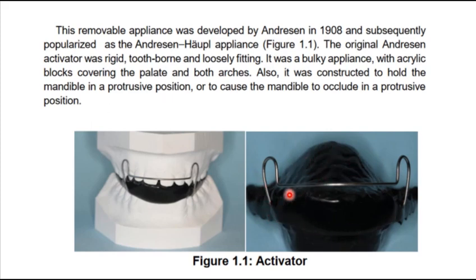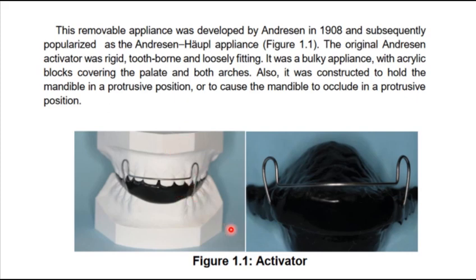If you can see, this whole block is an acrylic block. Originally, the appliance was made with vulcanite, which is a hardened rubber, where both the blocks are joined together. It was developed by Andresen in 1908, and subsequently it was popularized as the Andresen-Häupl appliance. Technically, the original appliance was rigid, and if you can see here, it is tooth-borne, it is tooth supported, and it is loose to fit. You cannot appreciate that there is an involvement of the tissue here.